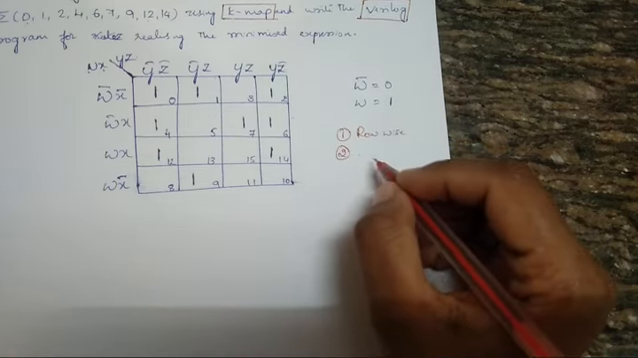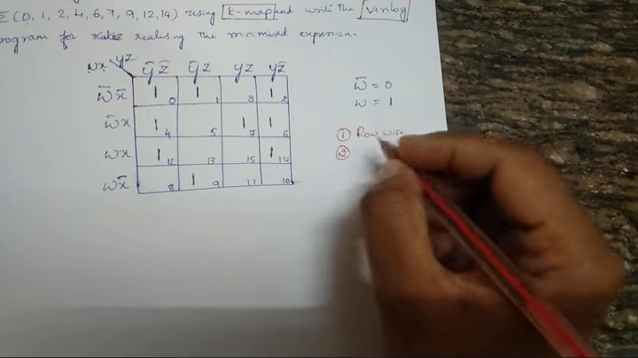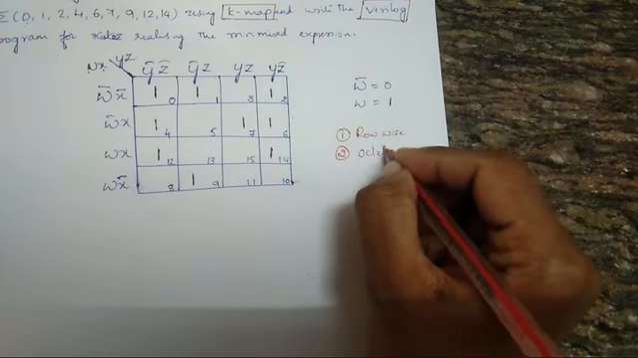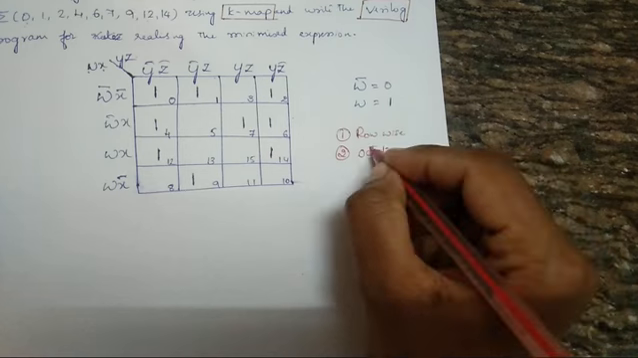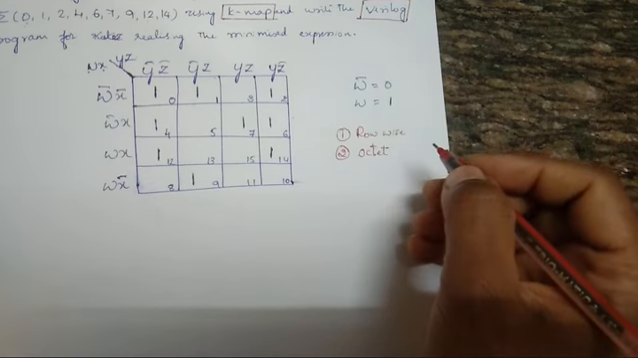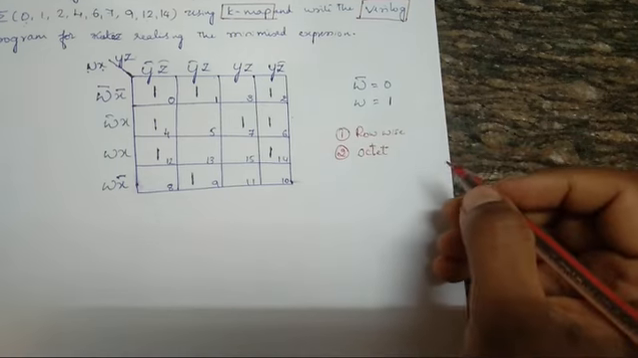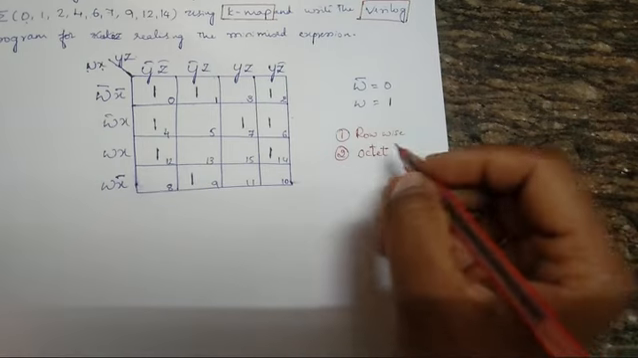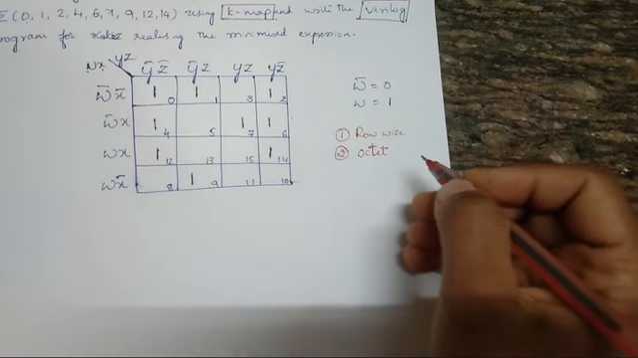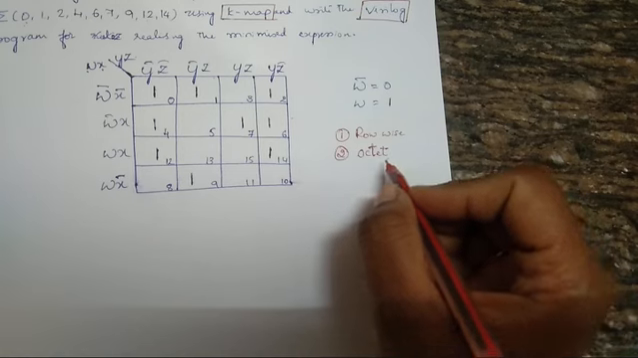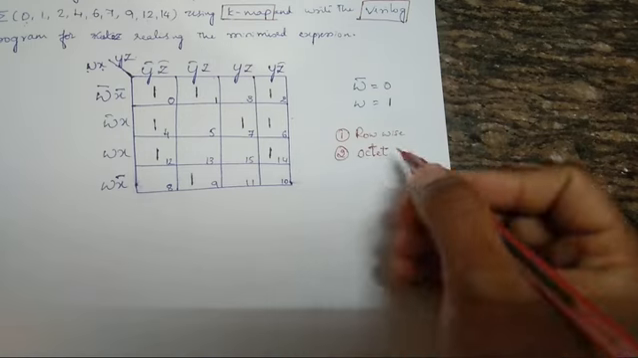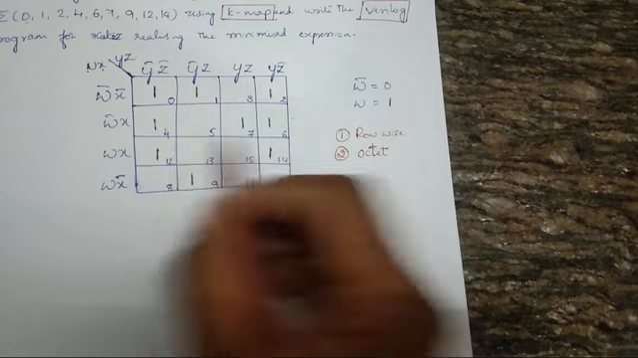while grouping we have to always look for an octet. If you don't know what an octet is, then go through the K-map videos, for which I'll share the link in my description box. You can get to know, and then you can come back to this concept.